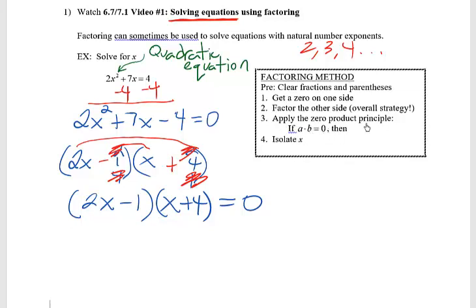The zero product principle says this. Imagine me walking up to you and saying, hey, I'm thinking of two numbers. I'm not going to tell you what they are, but I will tell you that if I multiply those two numbers together, the answer is 0. What does that tell you about my two numbers? Well, the only way you can multiply two numbers together and get an answer of 0 is if one or both of the two numbers is 0. So the rest of this statement is, if a times b equals 0, then you know that either a equals 0 or b equals 0. That statement is called the zero product principle.